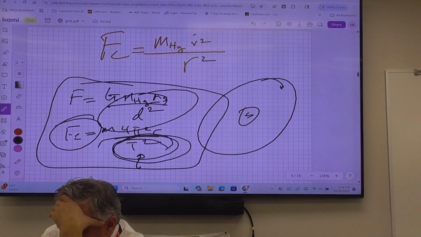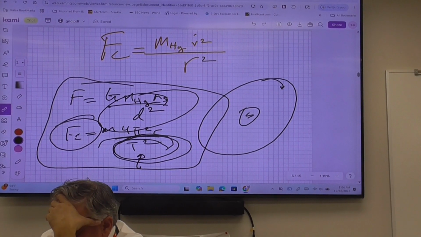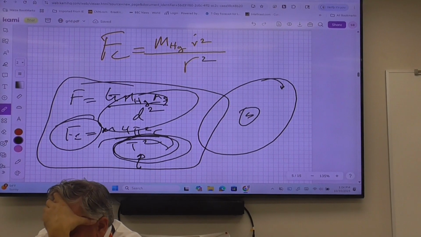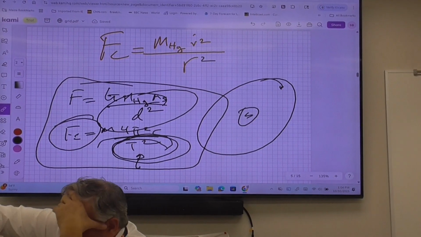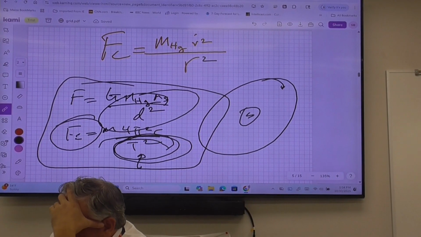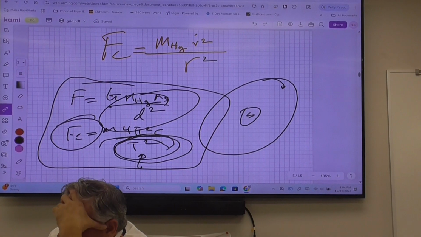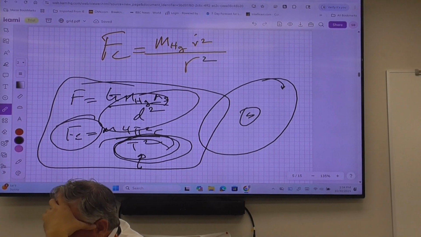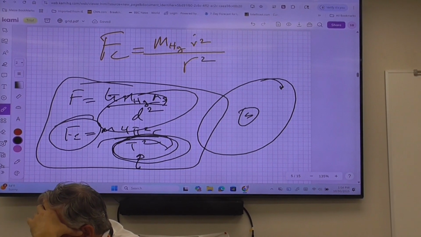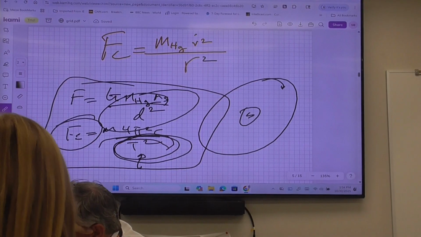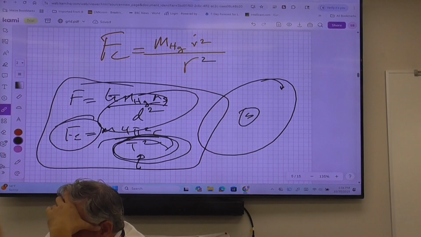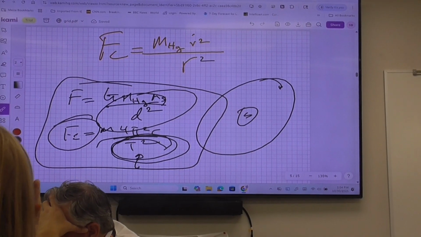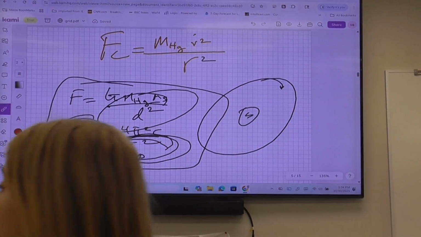What's more important is that as Mercury goes around in its orbit, it has to be a certain unit, which means something has to provide that. The reason that these numbers are what they are is because the gravity provides just the right amount of centripetal force.